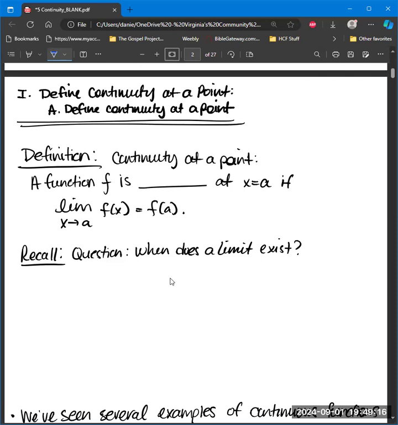So continuity at a point, a function f is continuous at x equals a, if the limit as x approaches a of f of x is equal to f of a.